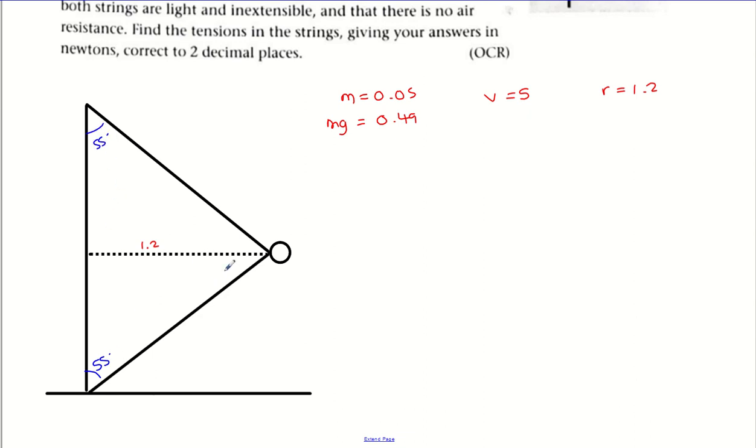And we've got two different tensions, so find the tensions in the strings. It's not the same string looped through, it's two different strings, and one has got more tension, more newtons than the other. So we've definitely got 0.49 newtons acting downwards. Now what I'm going to do for those strings is call them T1 and T2 because there's two different tensions. So if I say the top one is T1 and the bottom one is T2.